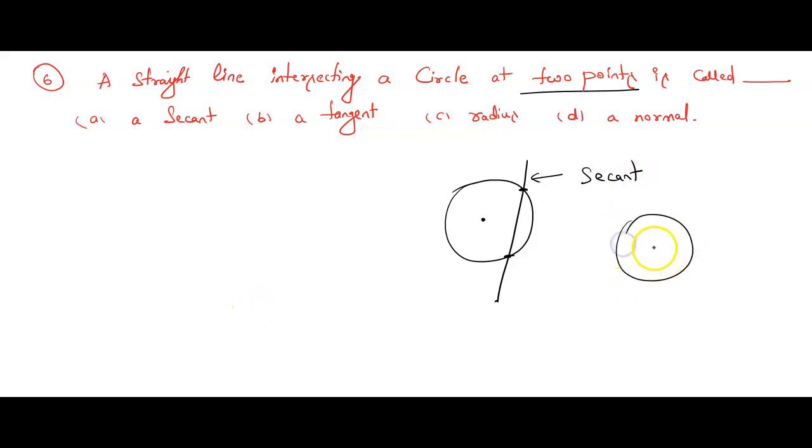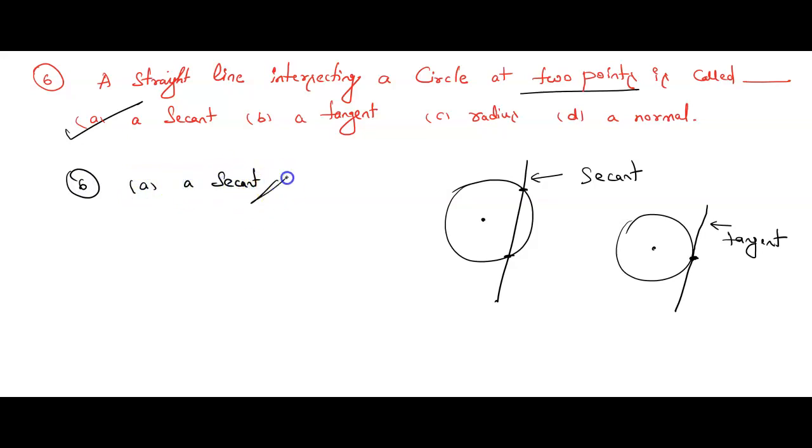Similarly, suppose this is our circle. If it is touching only 1 point on the circle, then we call that type of line a tangent. If it is touching at 1 point on the circle, that is a tangent. If it is touching at 2 points or cutting the circle, then it is called a secant. As per our given question, option A is the answer. So question number 6, option A, secant, is the correct answer. I hope you have understood question number 6.